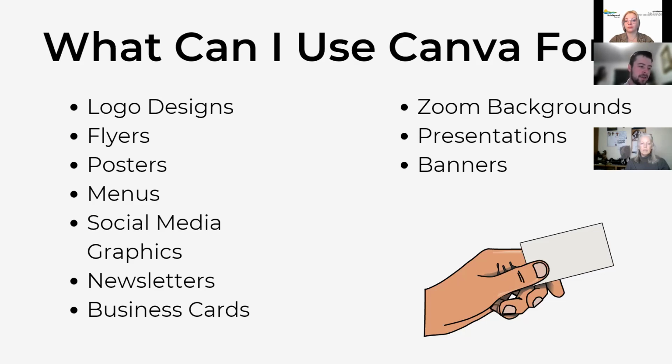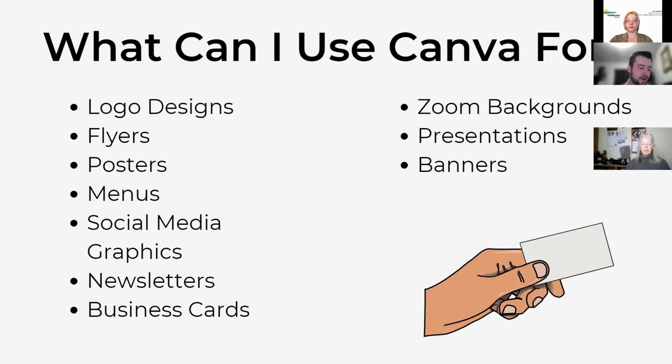Posters, once again, another marketing tactic that you're able to use. Menus for all those restaurants out there. You can use your graphics or some pictures of your menu items on here to make it look really good. Social media graphics. This is one of the main benefits and what we're going to be looking at a lot today, because we feel that social media is such a strong tool for businesses to be using. So definitely social media graphics is huge for Canva here. You can create your newsletters, business cards, Zoom backgrounds, presentations like we are today, banners, and there's so many more.